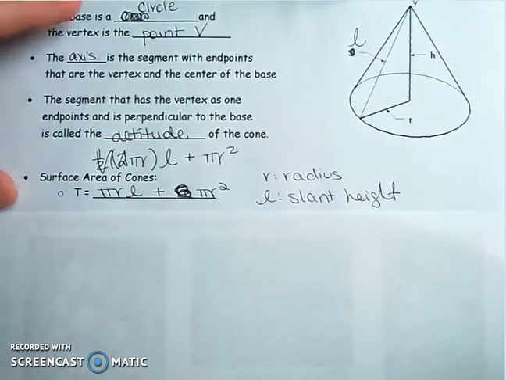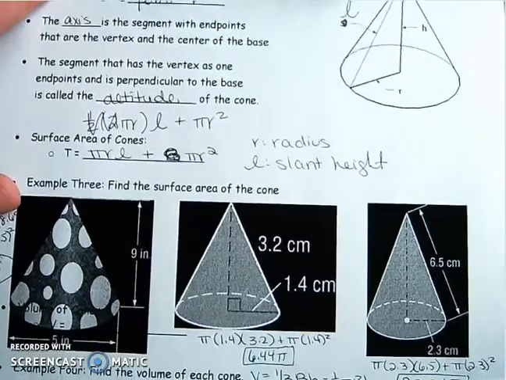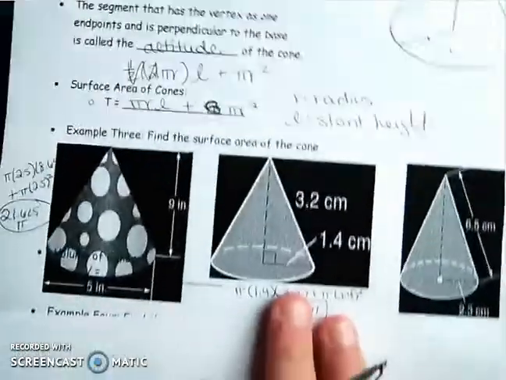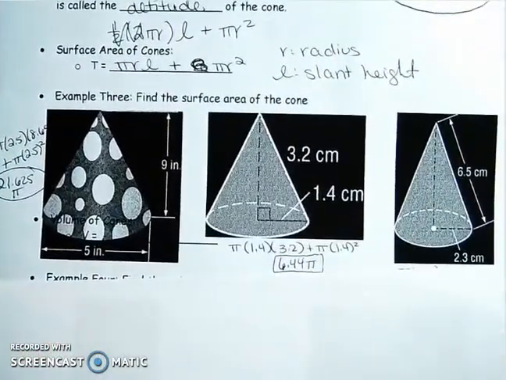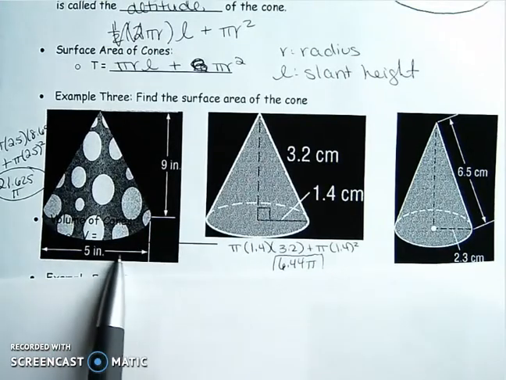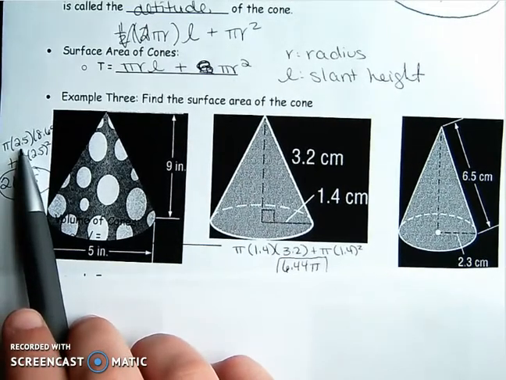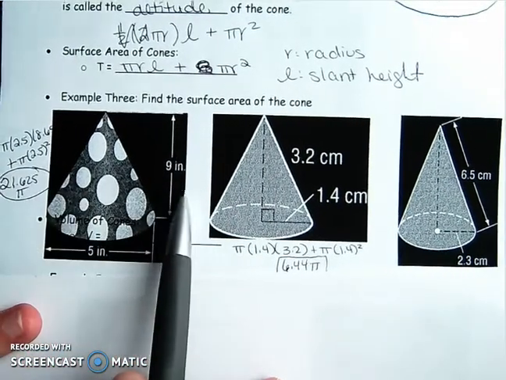So then apply that to all our little party hats down here that we have. It's very easy to do. You just plug it in. On the first one, you were told the whole diameter is 5. So my radius is 2.5. You're given a height of 9.